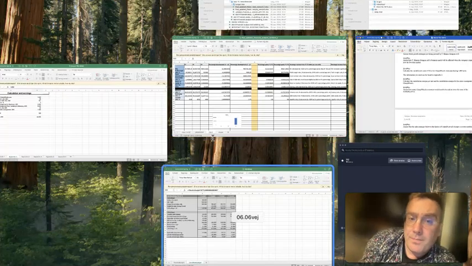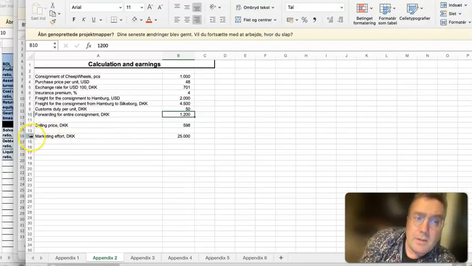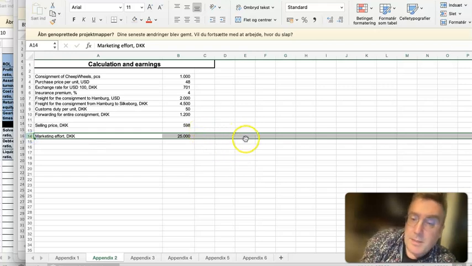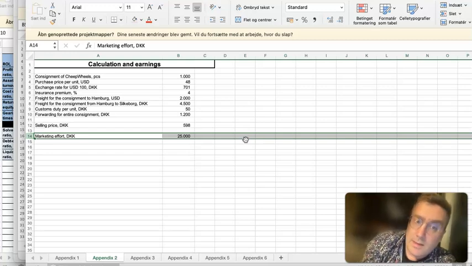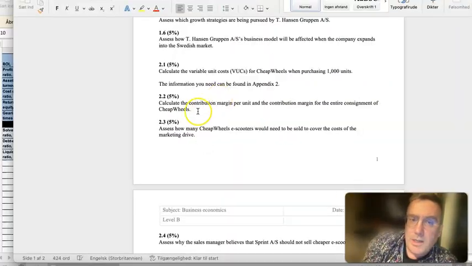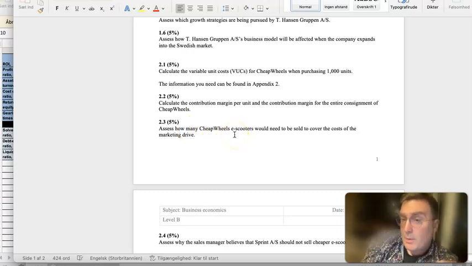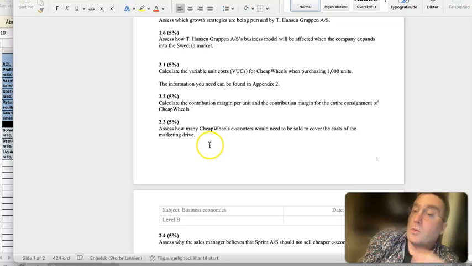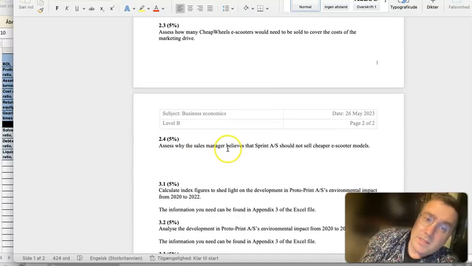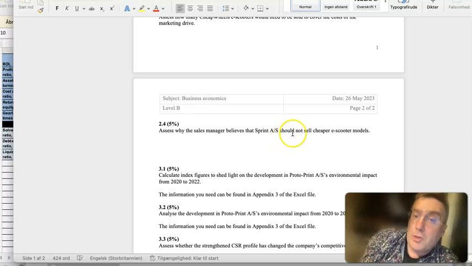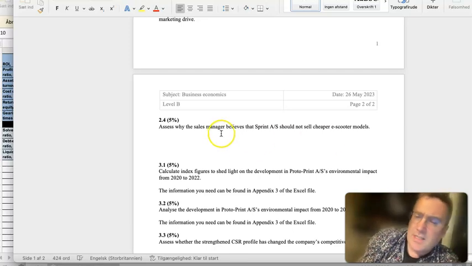The marketing drive, if we see here, marketing effort is 25,000. This means that that is the figure that we need to look at. Therefore, we need to, of course, look at that in terms of the contribution margin per unit, because we are told, as you see here, how many. So it's not break-even turnover, but it's break-even sales volume. So marketing cost divided by the contribution margin per unit will tell us what. Assess why the sales manager believed that Sprint A should not sell. This is a discussion question, and you can answer that afterwards.